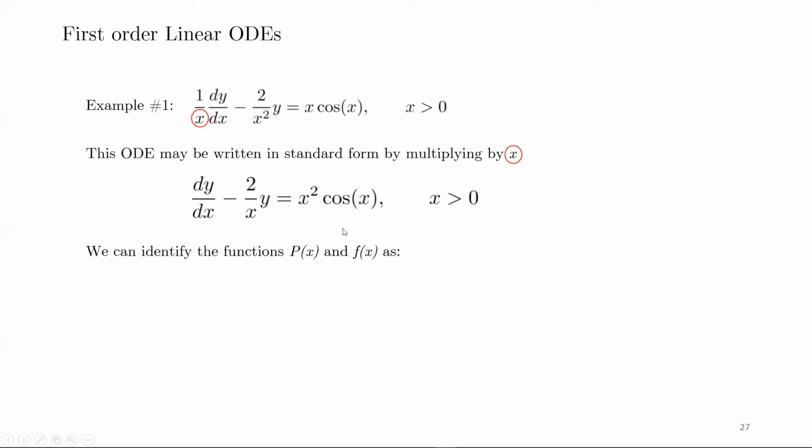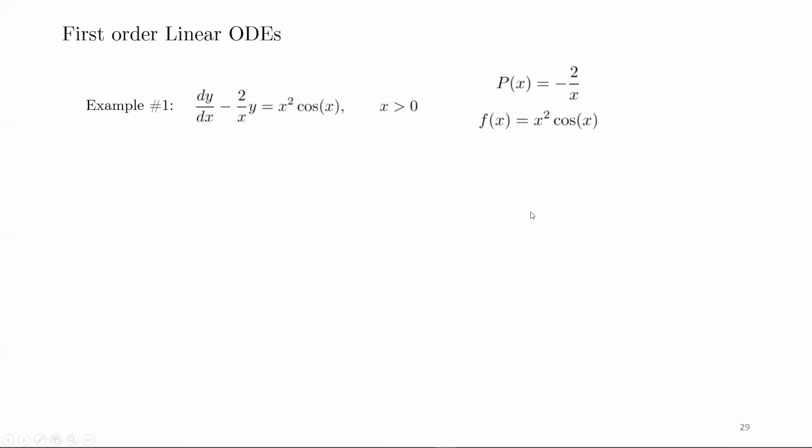So before I could apply this integration factor method, I first had to write this in the standard form. So I can now easily identify the functions p of x and f of x. p of x is just the coefficient in front of y, so that's clearly going to be negative 2 over x, and f of x is going to be the right hand side. So p of x is negative 2 over x, f of x is x squared times cosine x. Okay, so now I've got my differential equation in standard form. I've got my function p and my function f.